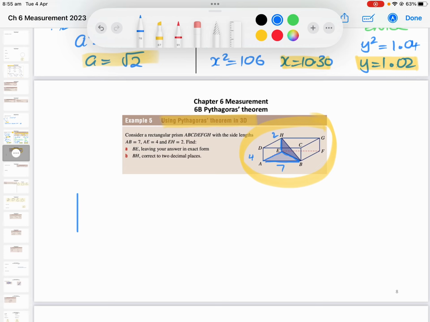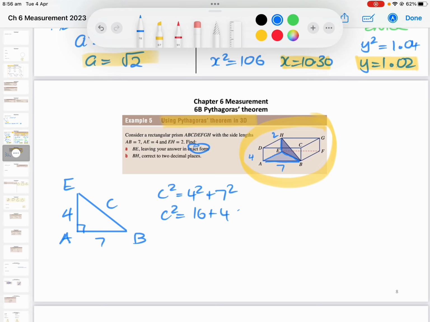So if I draw the base, looking down on it here, I've got A, E, B, and looking down on this base, this is going to be a right angle. A to E was 4, A to B was 7, so we can say this is C. C squared equals 4 squared plus 7 squared, and this one we want in exact form. Your assessment on this is going to be all calc active, so do it on your calculator if you need to. You should get an answer of square root 65, and we're going to leave that in exact form.